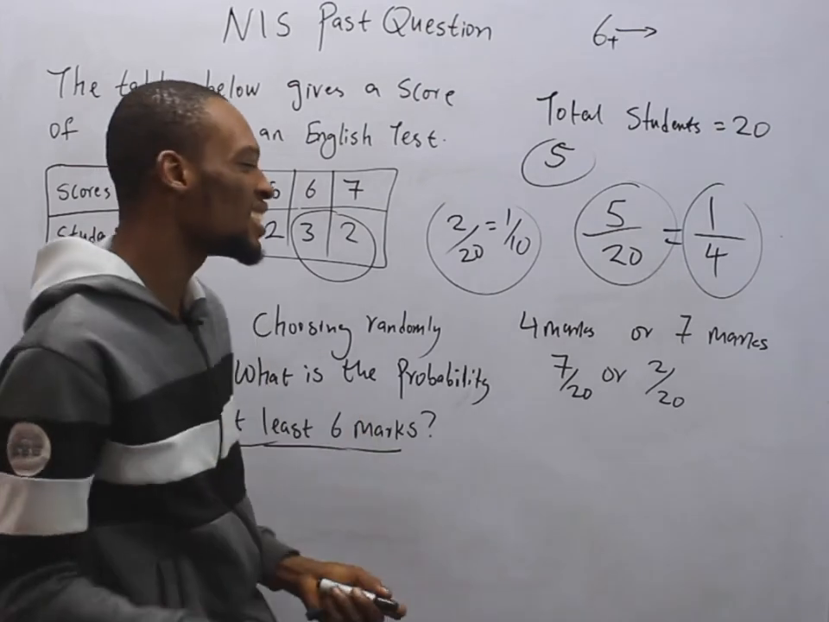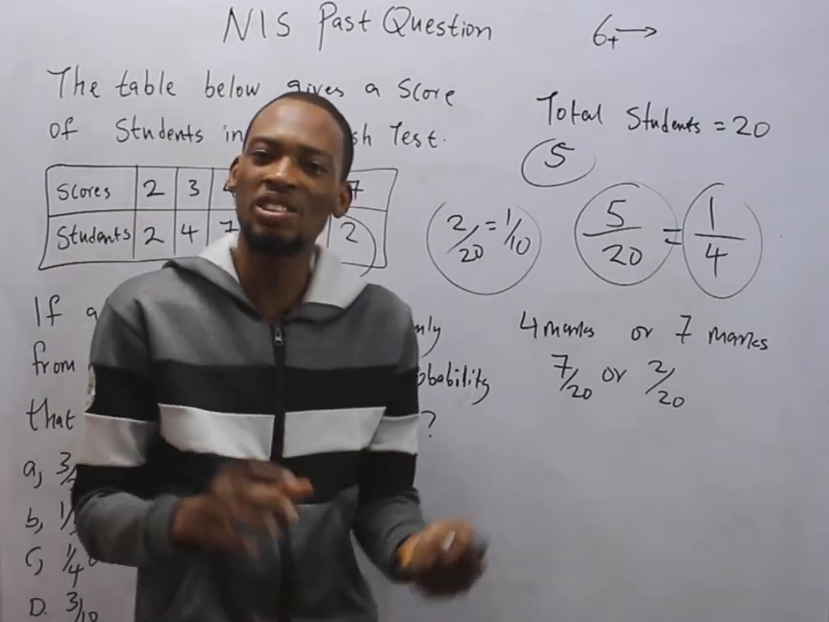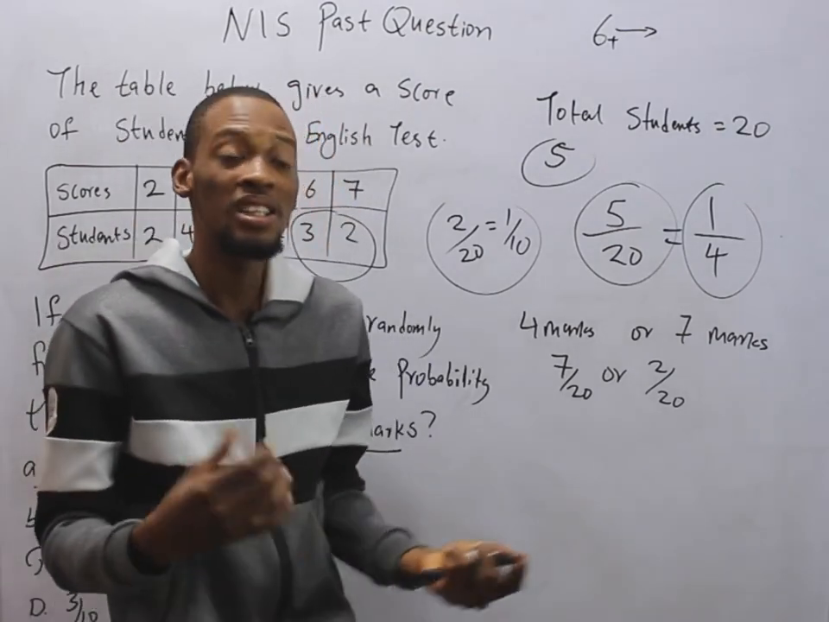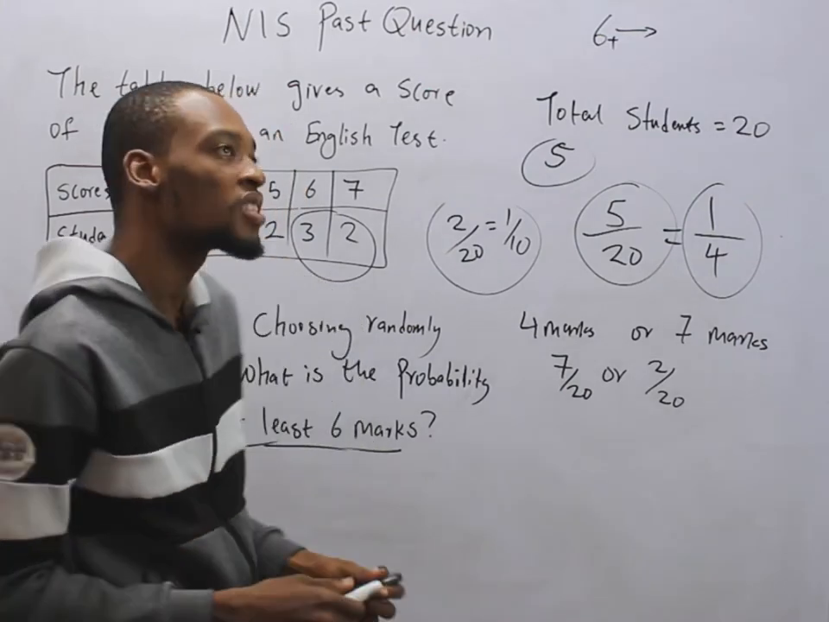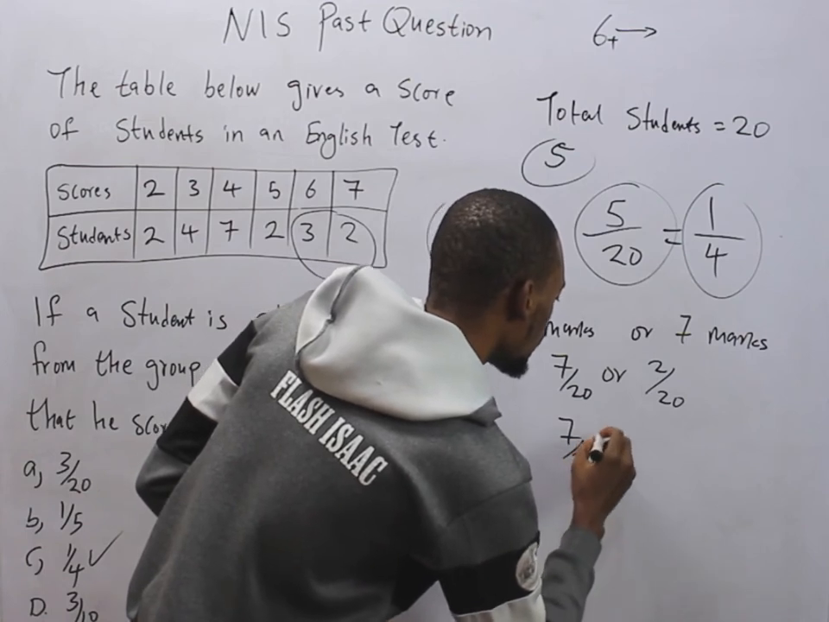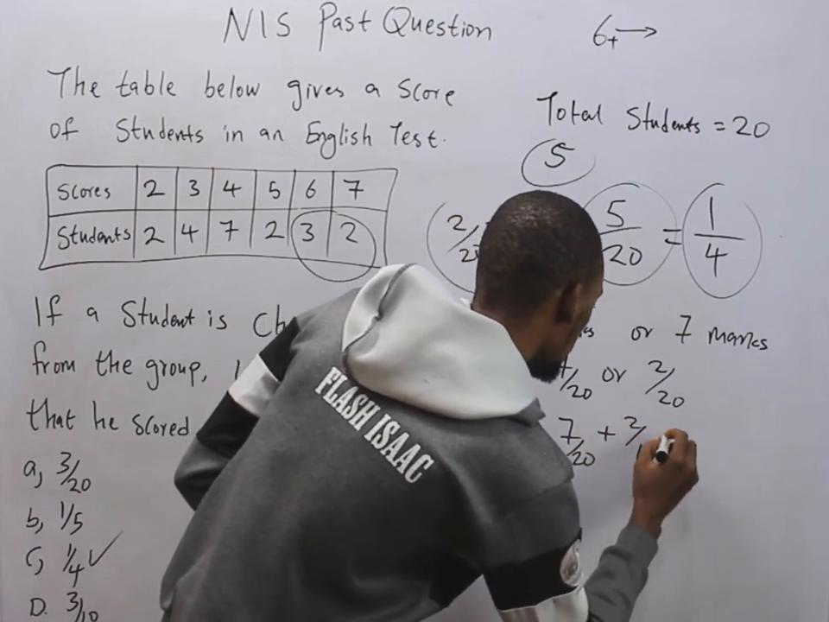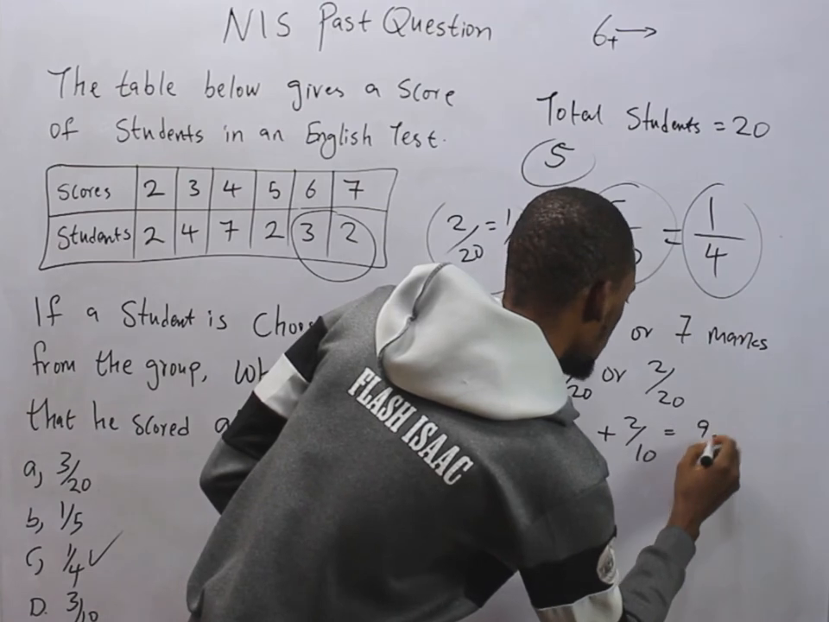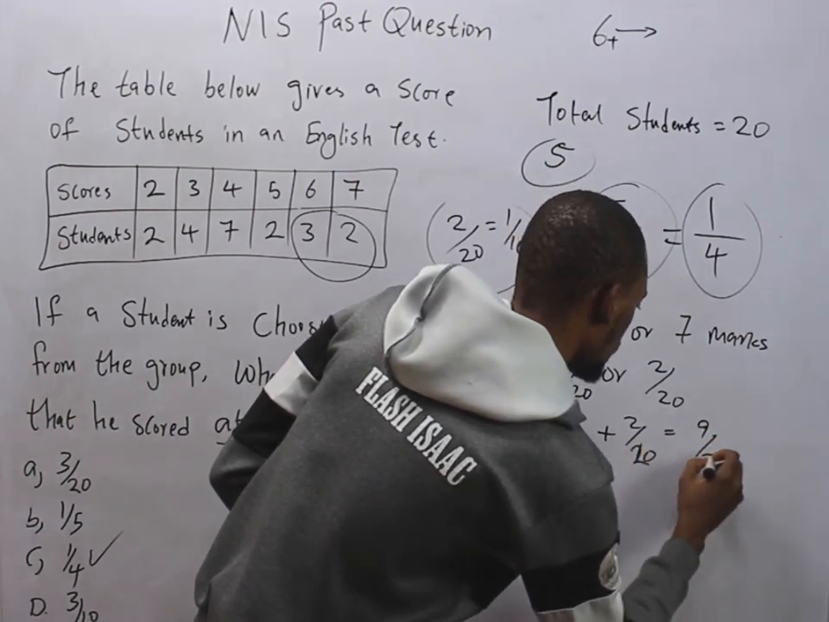Now, in probability, anytime you see or, either this or that, it signifies addition. So, when you see or, you add. This gives you 7 over 20 plus 2 over 20, which equals 9 over 20.